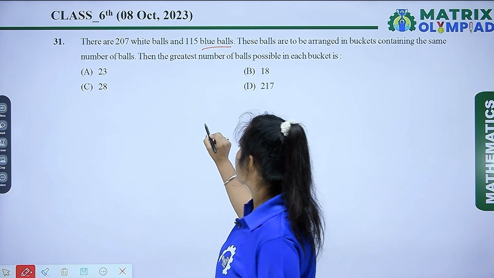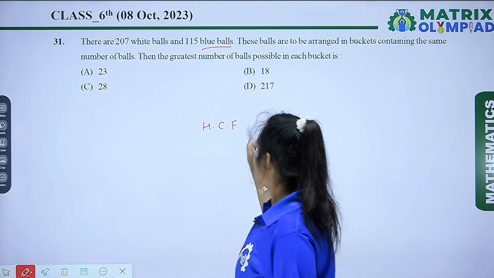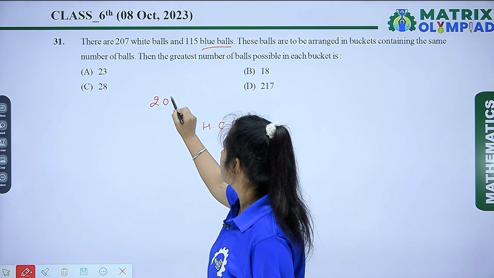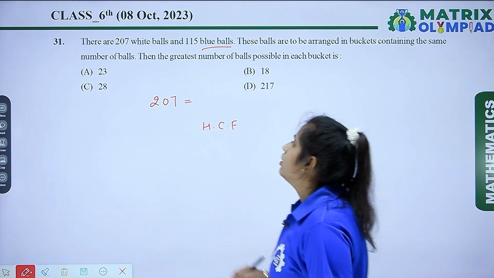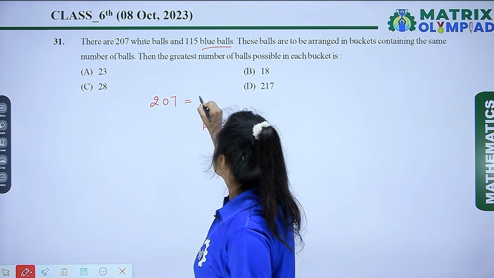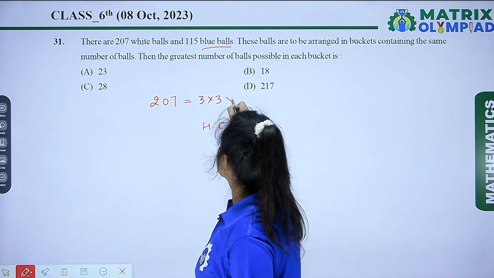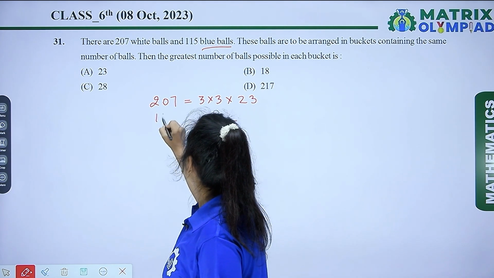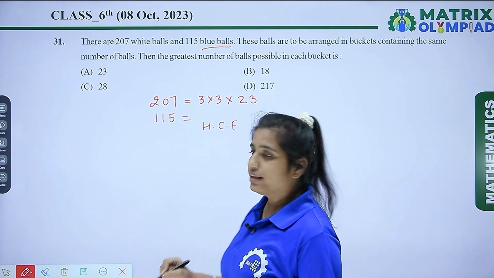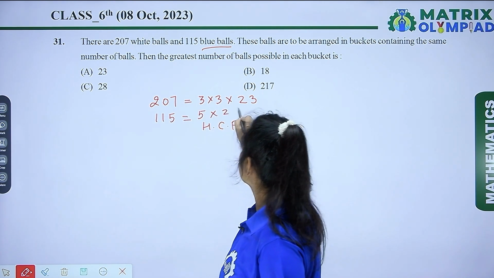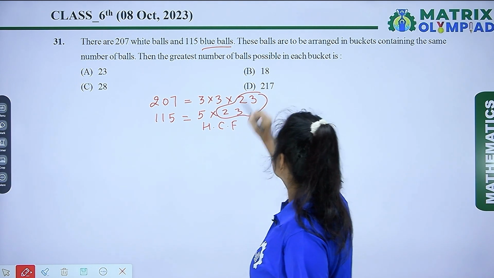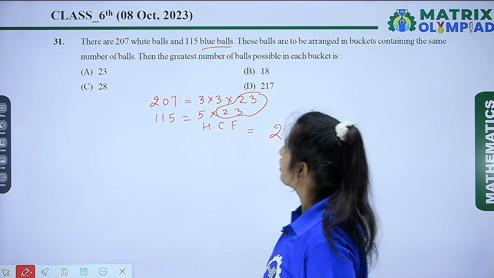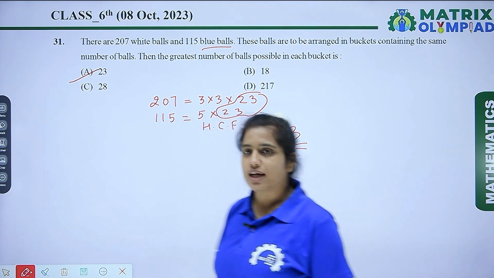So here we have to again find out the HCF of the numbers. So to find out the HCF of the numbers, first we are going to find out the factors. Now here let's write down. 207 is 3 multiplied by 3 multiplied by 23 and here 115 we will get 5 multiplied by 23. So here only 23 is the common factor. So here HCF will be 23. So option A is the correct answer.